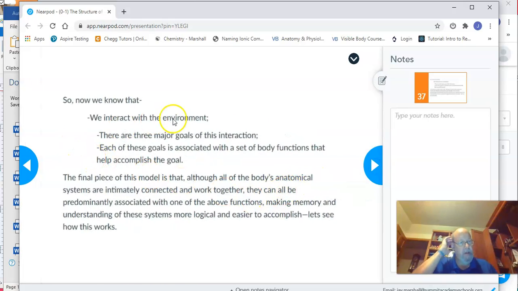So now we know that we interact with the environment. There are 3 goals of this interaction, and each of these goals is associated with a set of body functions that help accomplish that goal. If I think of that goal, I should be able to immediately pull to mind the set of functions that accomplishes that. If I want to persist, I need to grow and develop, and I need to reproduce. If I want to acquire energy and biomaterials, I need digestion and metabolism. If I want to maintain a stable environment, I need maintaining boundaries, responsiveness, movement, distribution of biomaterials, and excretion. And now I've got to stop this video and go to the next one.